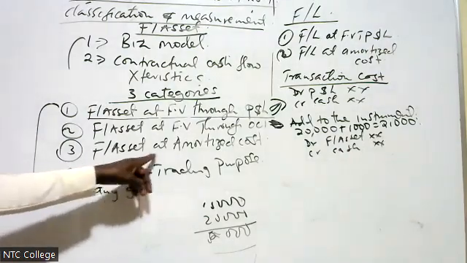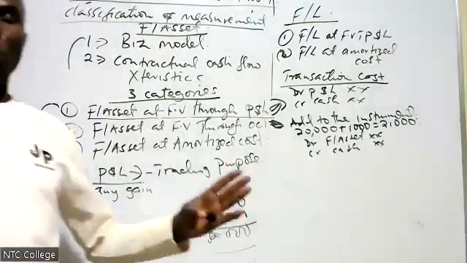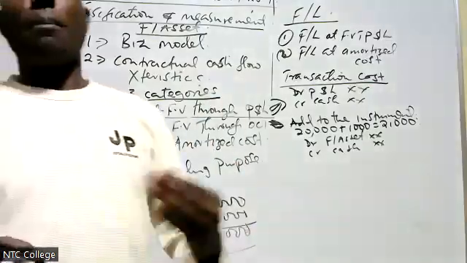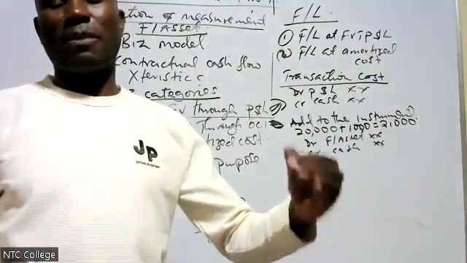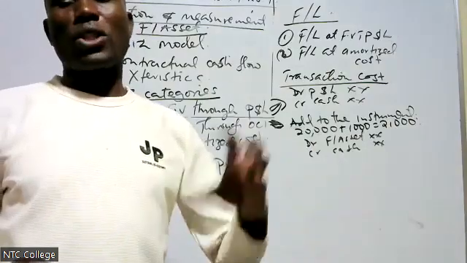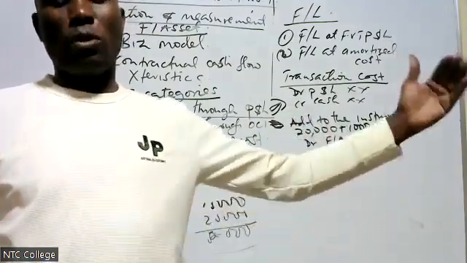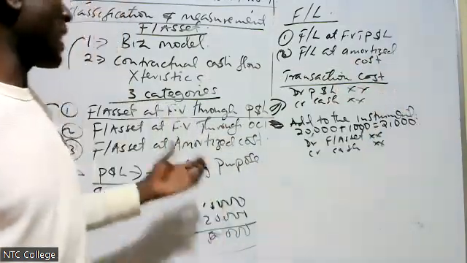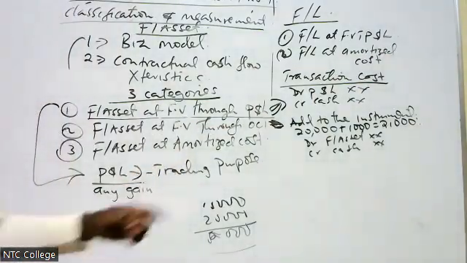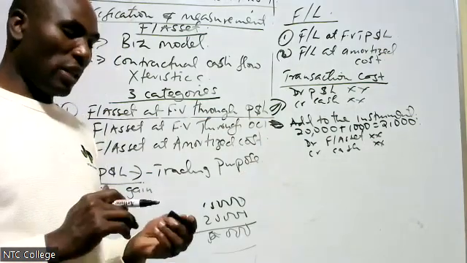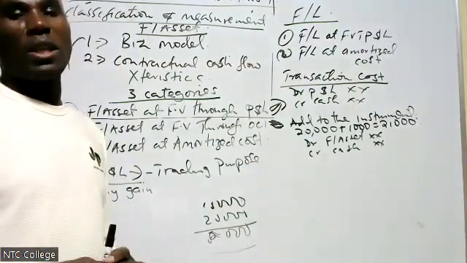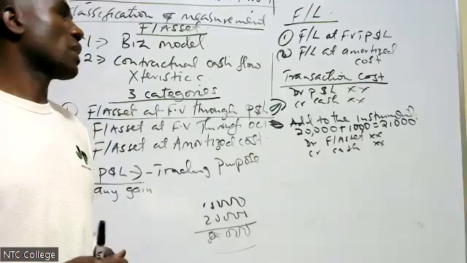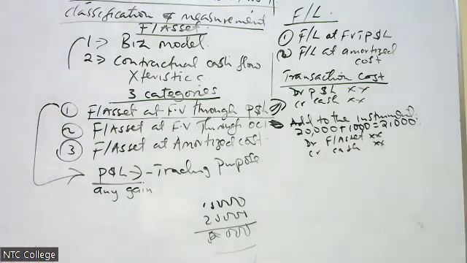Then we come to financial asset at amortized cost. Amortized cost is a long-term asset, like loans held to maturity, loans or bonds, debentures held to a specified period, like 5 years, 4 years. Therefore, any transaction cost here, you are also going to add to the instrument.